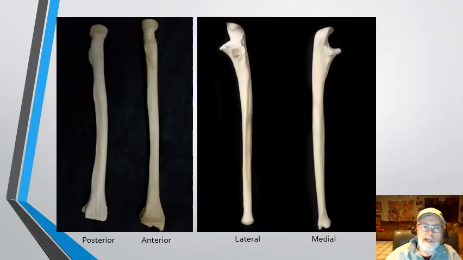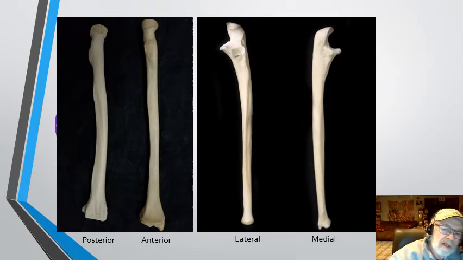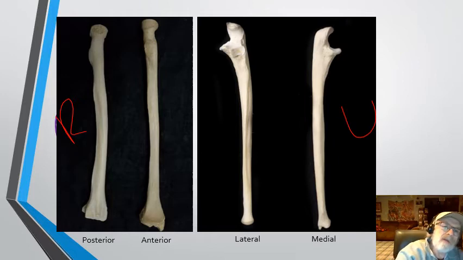Again, this is just looking at the radius and the ulna. So here's my radius over here. Here's the ulna over here. We can see the radial head up in here, a little disc shape. Here's the radial tuberosity. There's the neck. Here's the head, neck, radial tuberosity. Here's my distal radius with the radial styloid.